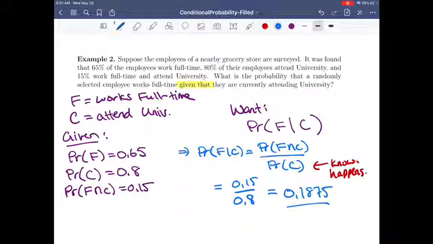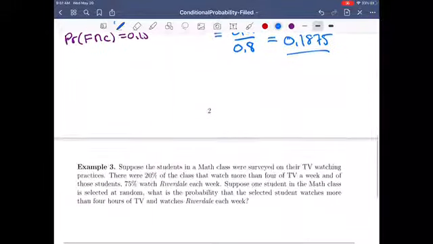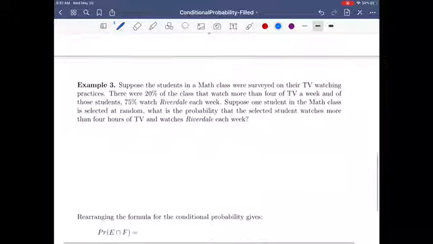Okay, but we didn't need to know the number of things because we already had the probabilities. Okay, let's try another one.